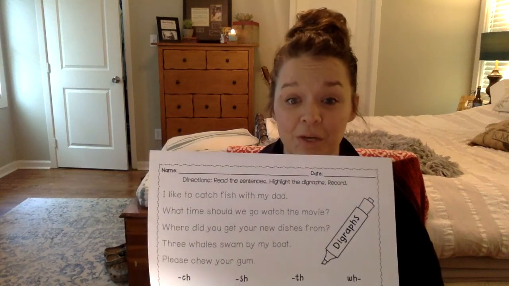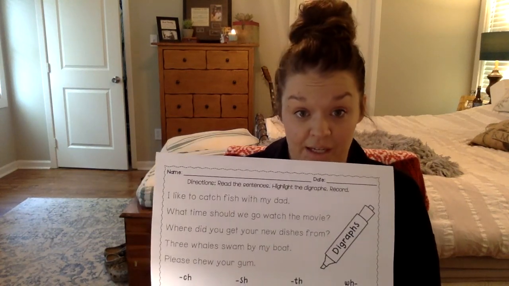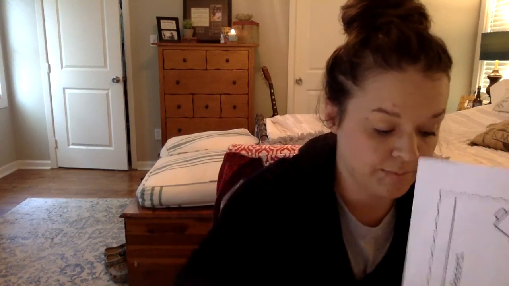They will categorize which digraph they have, and they will write the word in the list. And I feel like this is an added challenge because it's a lot of words. I mean, we're not just looking at one, we're looking at a whole paragraph that we're reading and trying to identify. So that would be a little bit of an added challenge for those students.